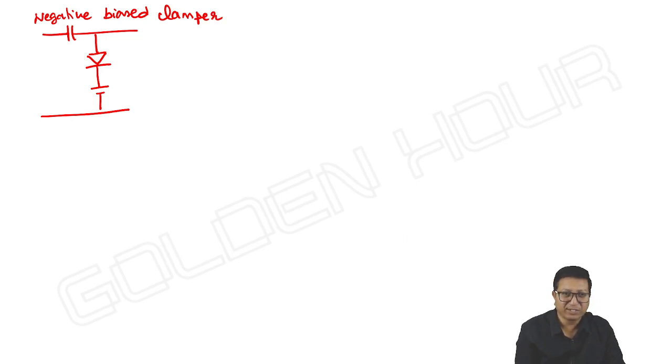Or a biased negative clamper. Okay, negative biased means, again, people will be thinking it's not negative biasing, right? It's better to write it.